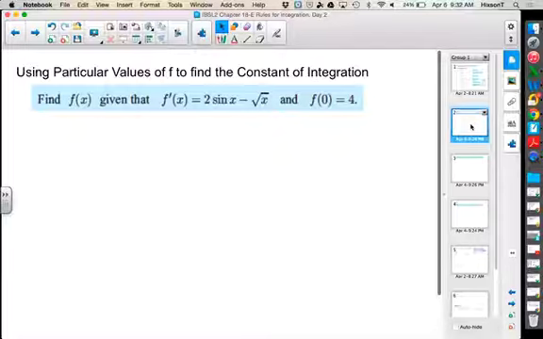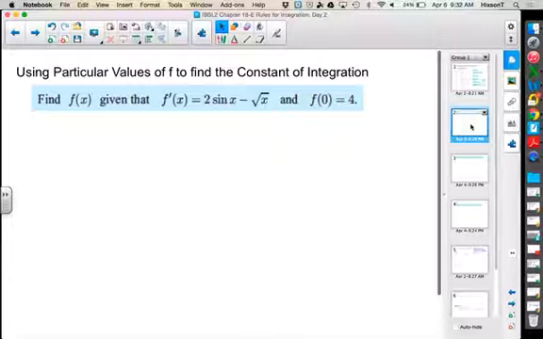here we have a case where we know that the derivative of f is this function here, 2 times the sine of x minus the square root of x. We know that that's our derivative. We want to find what the original function is. Obviously, if you know the derivative, you're trying to find the original function. That means we're going to do what? Antiderivative, or take the integral of it.